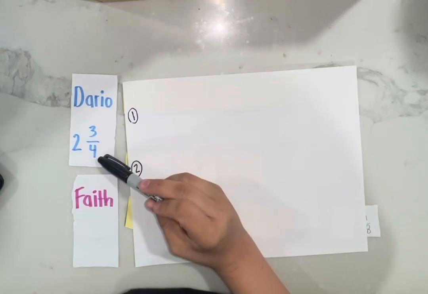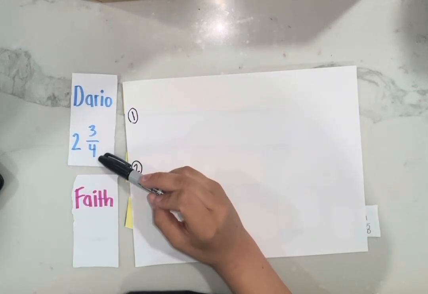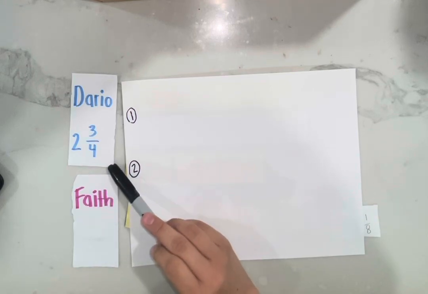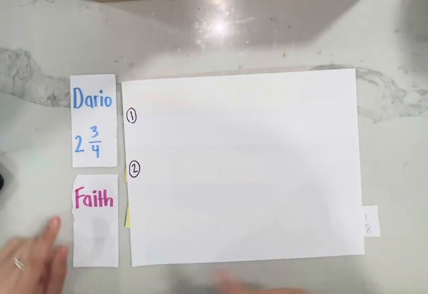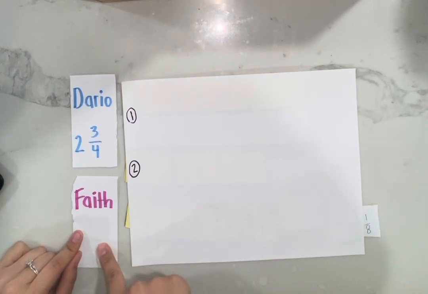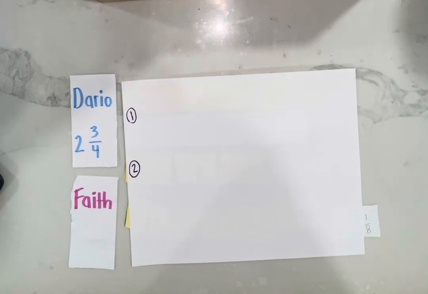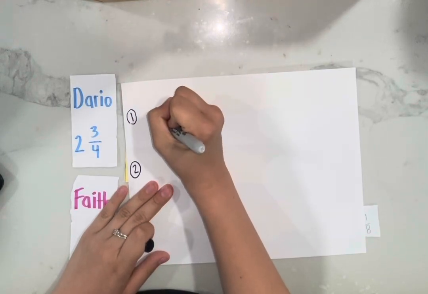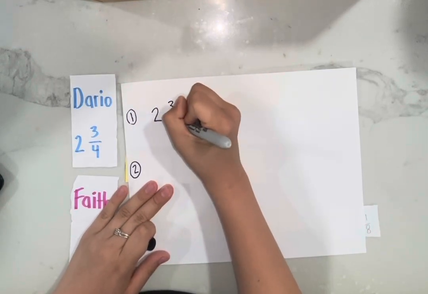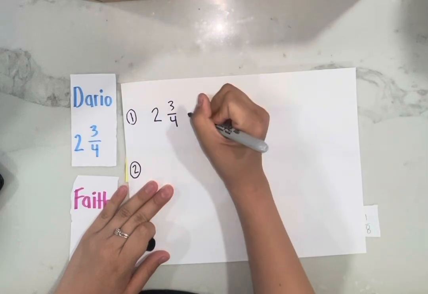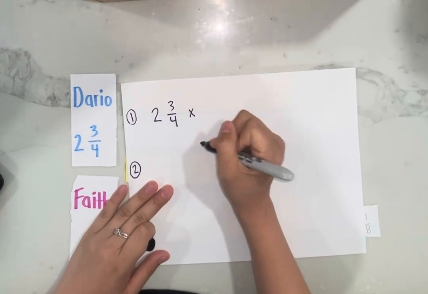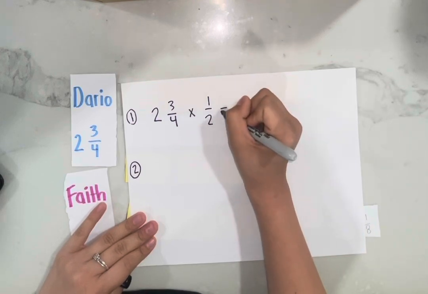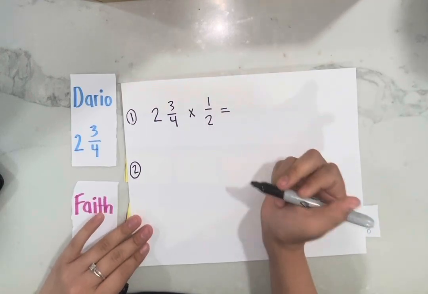So right here we know that Dario eats 2 3/4 cookies and Faith eats half of what Dario eats. But in order to be able to solve this, we need to find the exact number. So we're gonna have to multiply the fraction. So we're gonna write down 2 3/4 to represent Dario, and we're going to multiply that by 1/2 to represent half of what Faith eats.